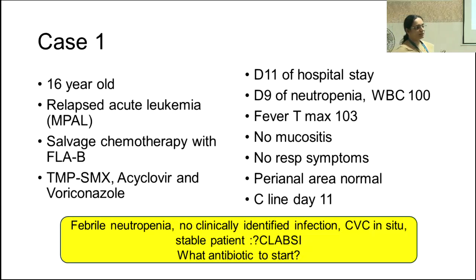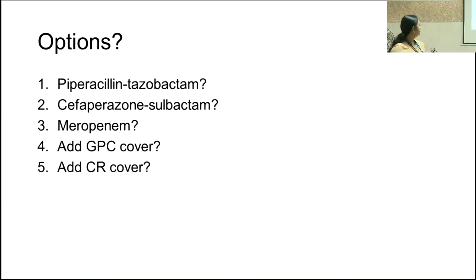Should you give piperacillin-tazobactam, cefoperazone-sulbactam, meropenem? Should I give gram-positive cover? Should I give CRAB-resistant cover? So what would be your choice? Okay, all of you seem to say that you would start with piperacillin-tazobactam. Yeah. Can we go to the next slide, please?